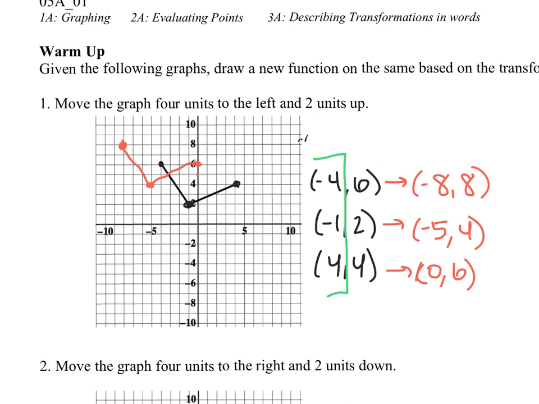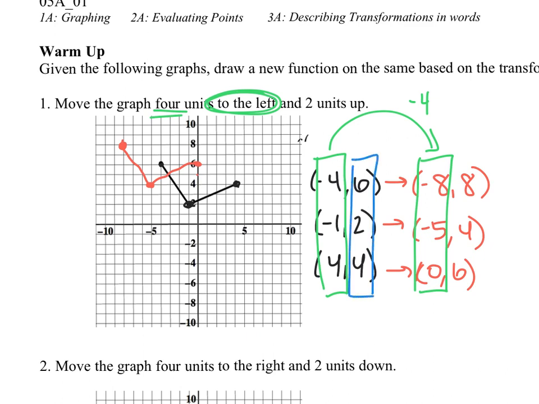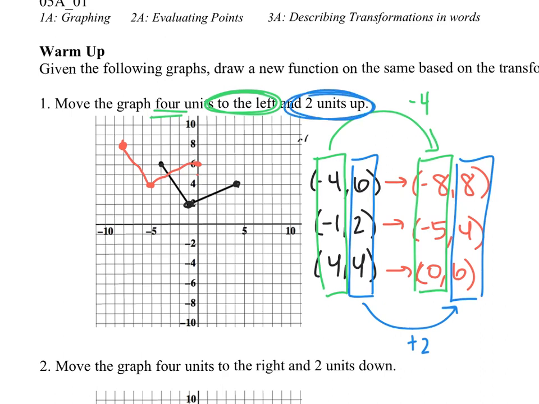So the first thing I'm going to look at is how did the x's change? How can -4 become -8, -1 become -5, 4 become 0? All of those work if I subtract 4, which is really what to the left 4 units means. Then if I look at my y values, how would 6 become 8, 2 become 4, and 4 become 6? Those are all +2, which means 2 up. So we should see those patterns starting to happen.